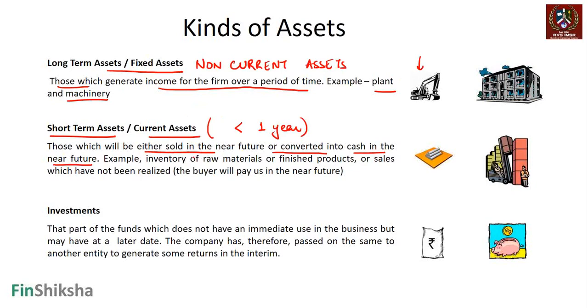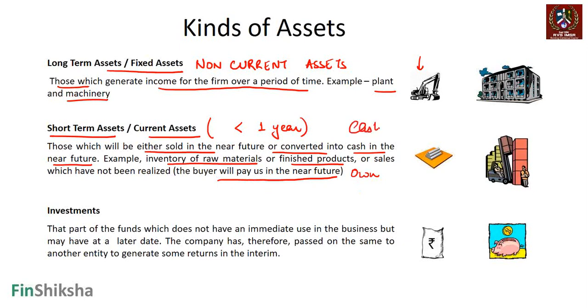Examples of this: you can buy inventory of raw materials or finished products, right? That's called inventory. That's an example. Or I could have sold a car to someone, but this buyer will pay us in the near future, right? We are going to get this money. We own this money, remember. Someone else owes it to us, right? So this money is going to come to us in the near future. This is also a current asset. It's a short-term asset, right?